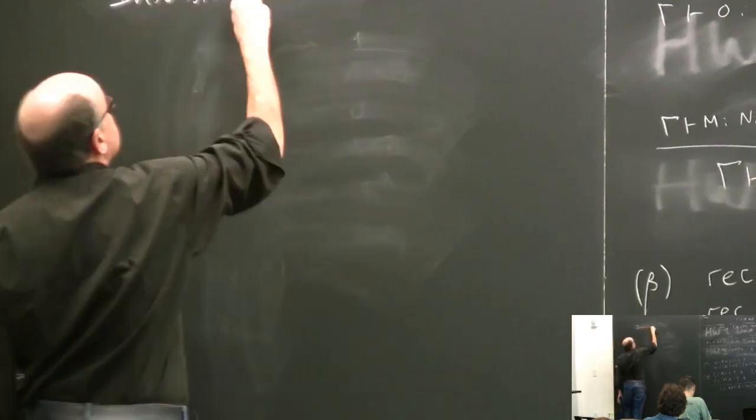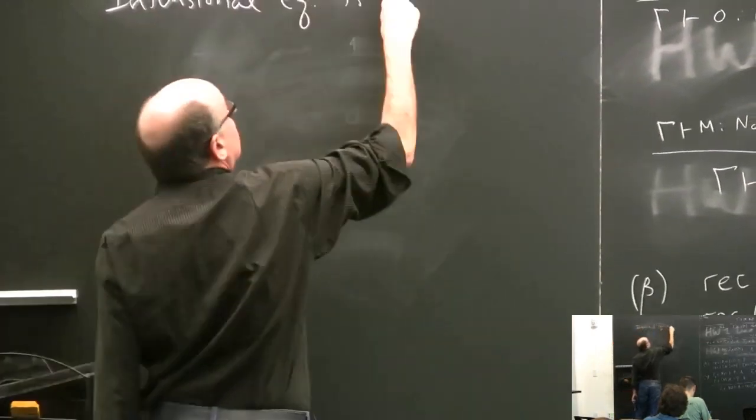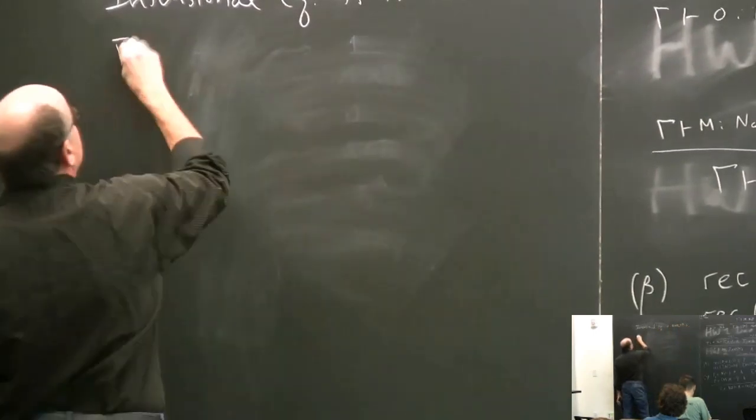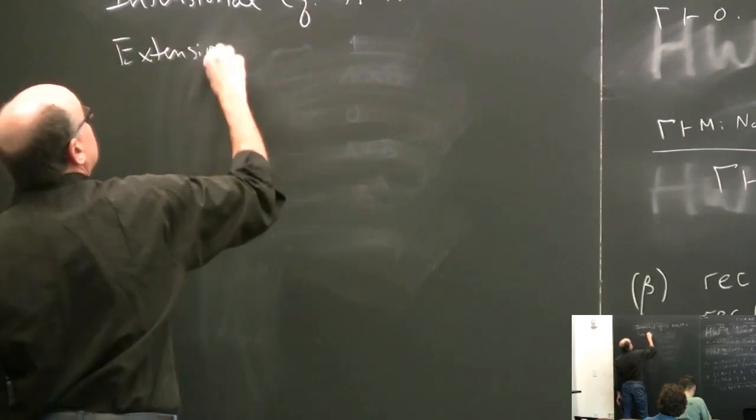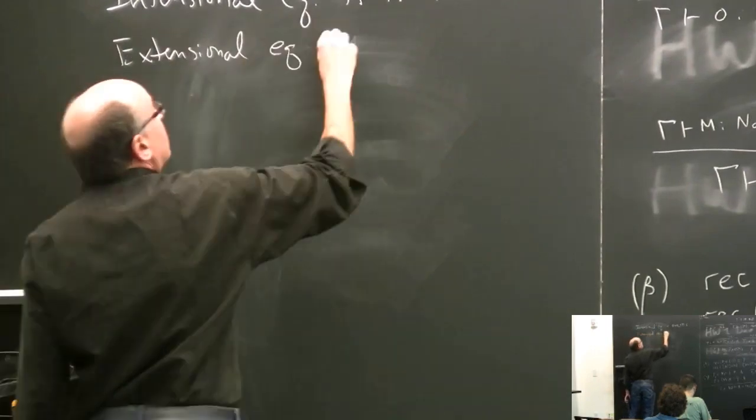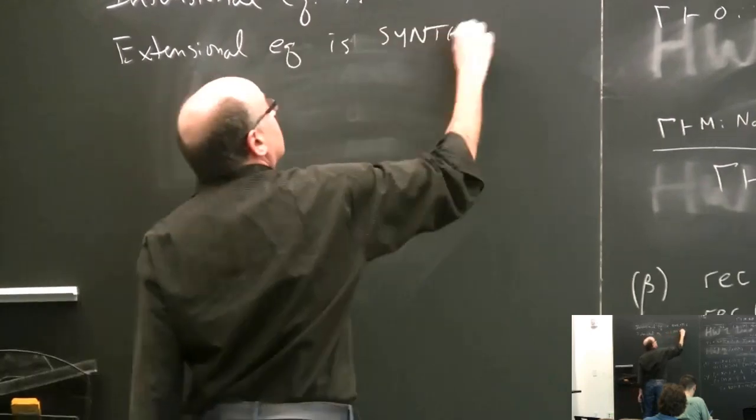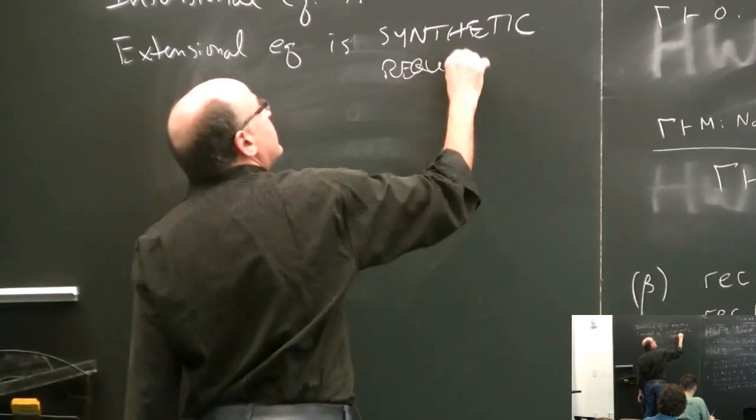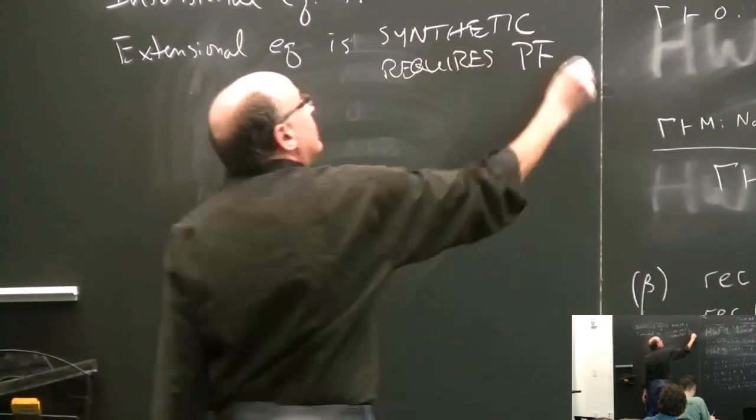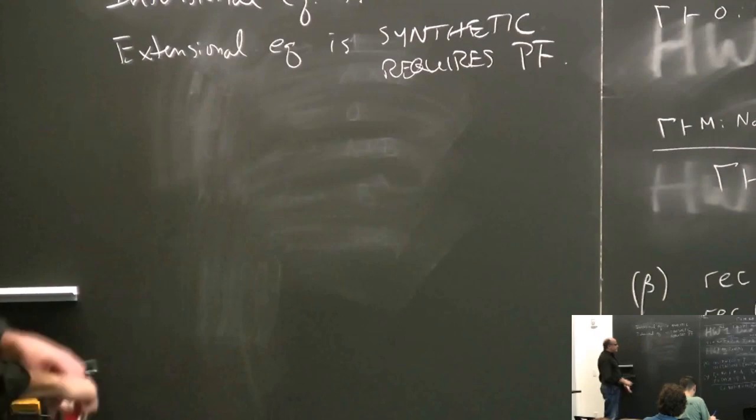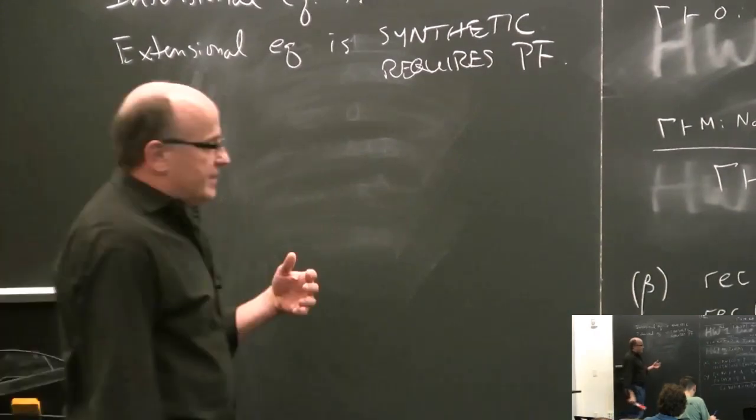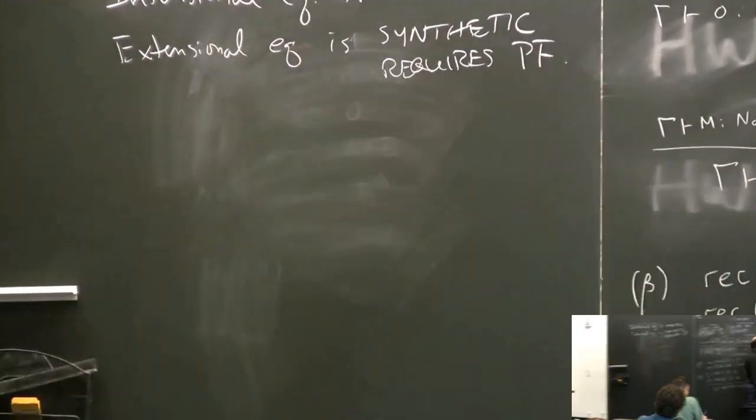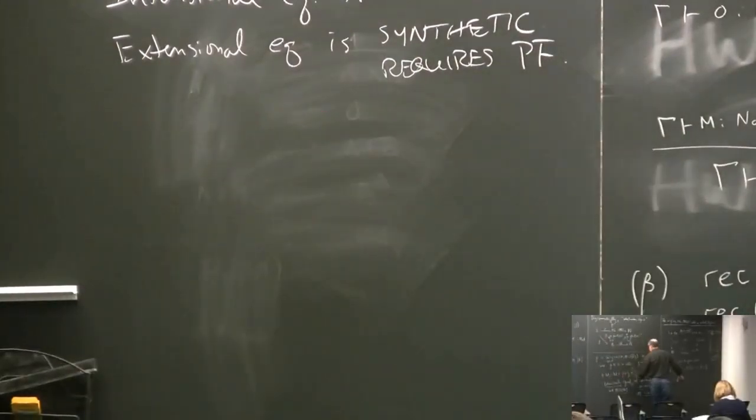The way we're setting this up is intentional equality is sort of analytic, is the idea we want to have here. It doesn't require proof. Whereas extensional equality is synthetic, meaning it requires proof. And in the case of the natural numbers object, this is very vivid, because you must have a principle of proof by induction to prove the extensional equivalence of P and Q as I've given them here.